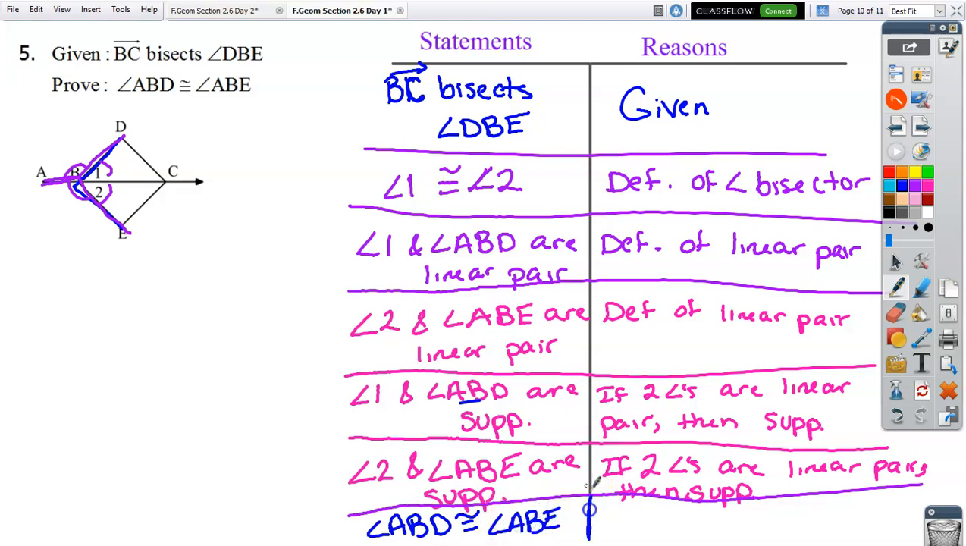And that is if two angles are supplementary to congruent angles, then they are congruent. Now this is kind of a long proof, so make sure you get it all in there. And this is the end of this section, and now we're going to move on to 2.6 day 2. Thanks!